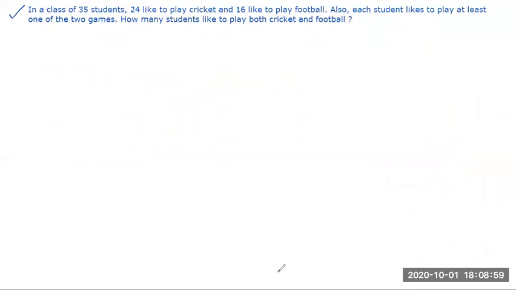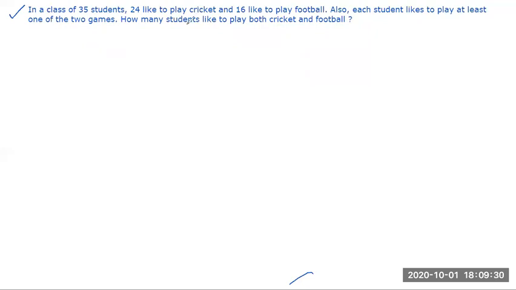Okay, students. So how can we do the third sum? Please tell me. Now we can do the third sum. It says in a class of 35 students, 24 like to play cricket, right? 24 like to play cricket.